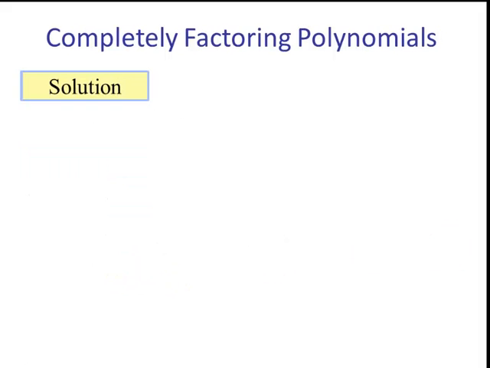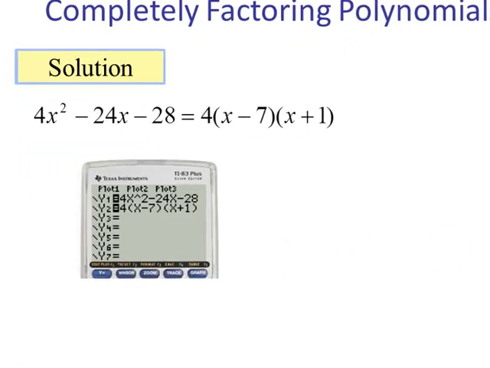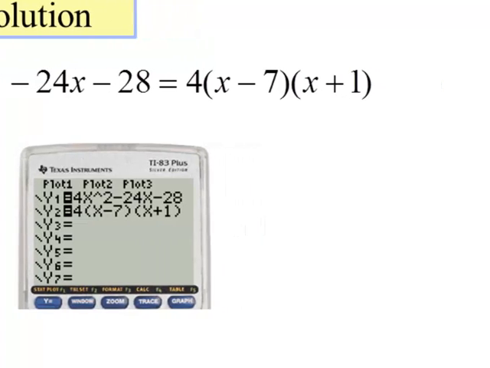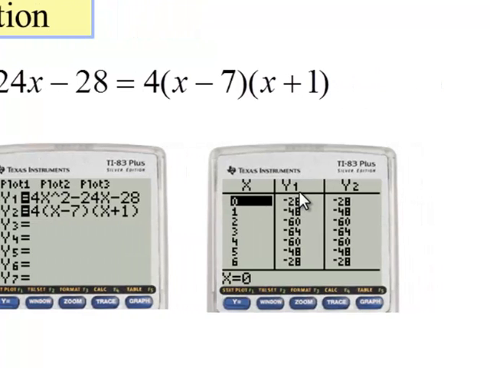To verify this using our graphing calculator, we type in the original problem in y1 and our answer in y2, and we use our table feature. We see that y1 and y2 are equivalent.